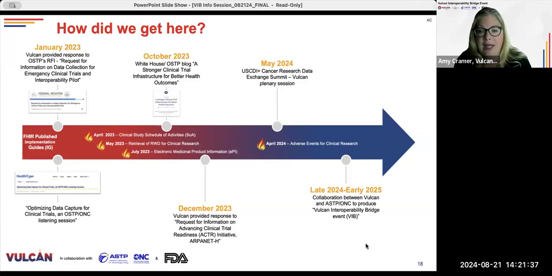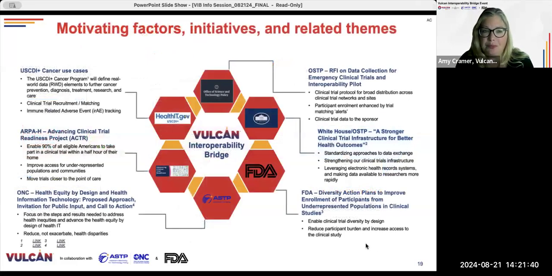I have one more slide I'd like to share with you though. So how does Vulcan really connect to all these government agency initiatives that I just talked about?